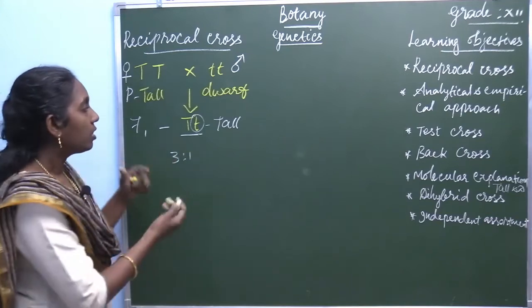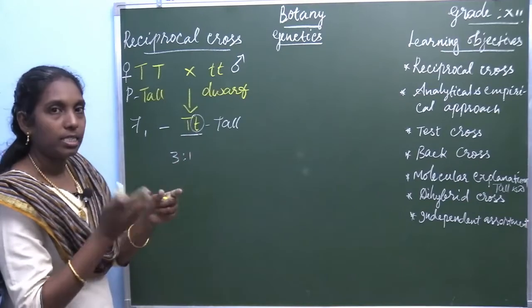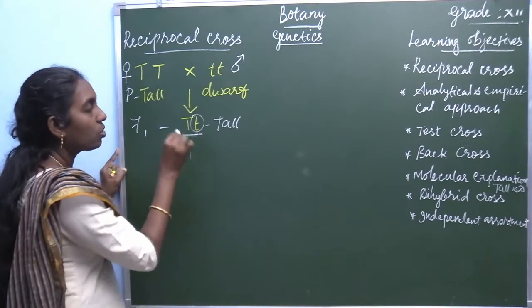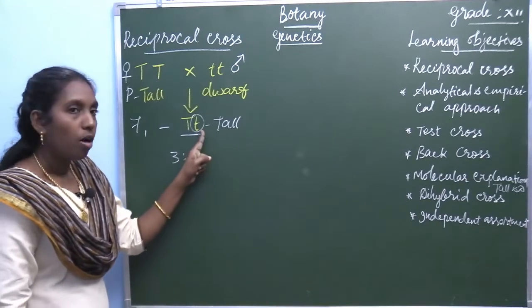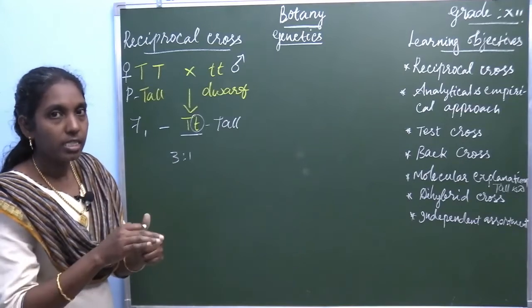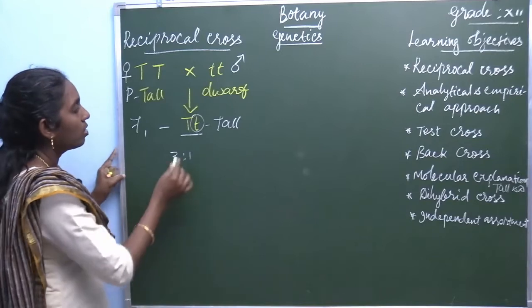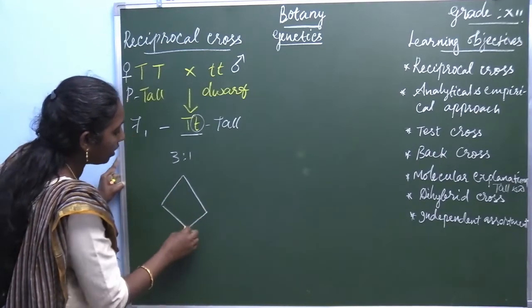So, in the first generation, the dwarf is hidden. It is not expressed. The gene is there, but it expresses the character tall. The dominant character is expressed. The dwarf does not disappear, but it is hidden or masked, and it reappears in the F2 generation.